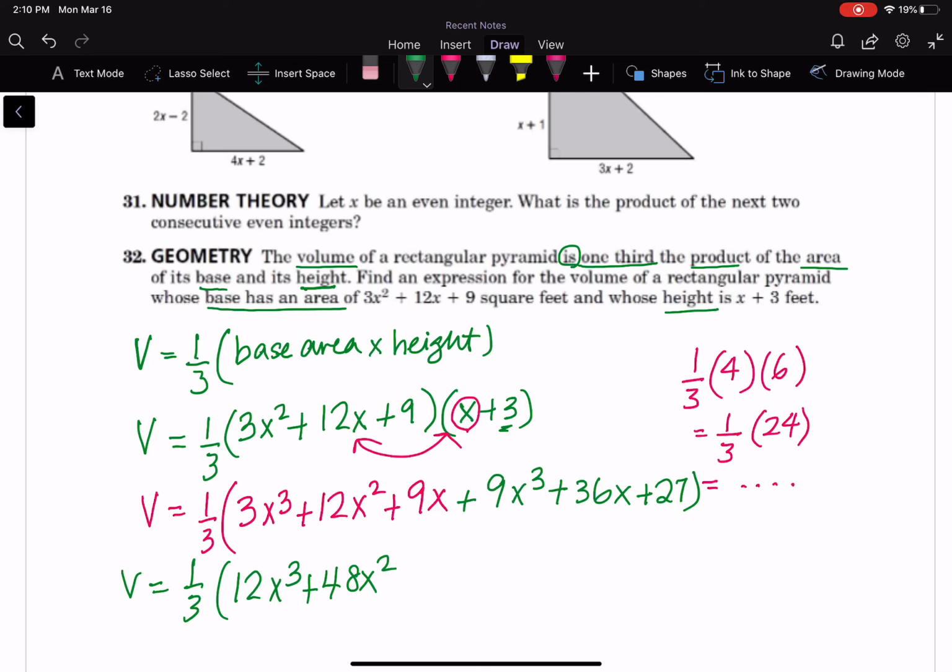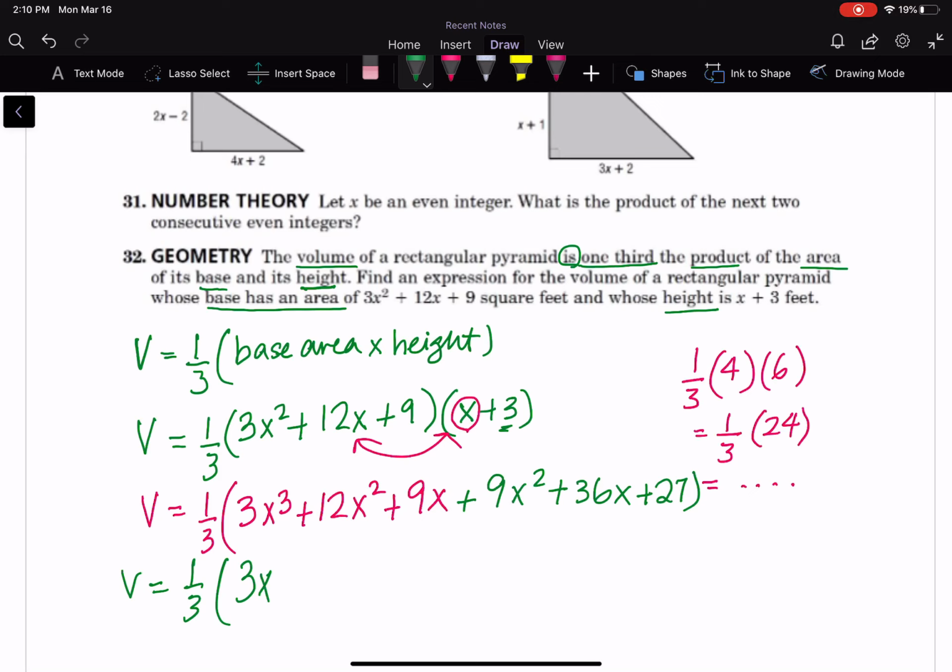I think I made a little mistake. Alright, so I'm going to change all this. And this one is not an x cubed, it's an x squared. Okay, here we go.